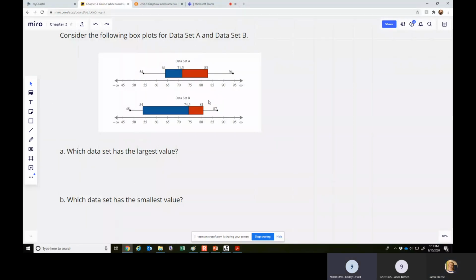The largest value, I think, would be in A, because it's got this line out here to 94. So that would be the one that has the larger data value. All right, so data set A has the larger value. Data set B has the smallest value. Notice it has this line that goes out to 48. This one only goes to 54. So data set B has the smallest value.